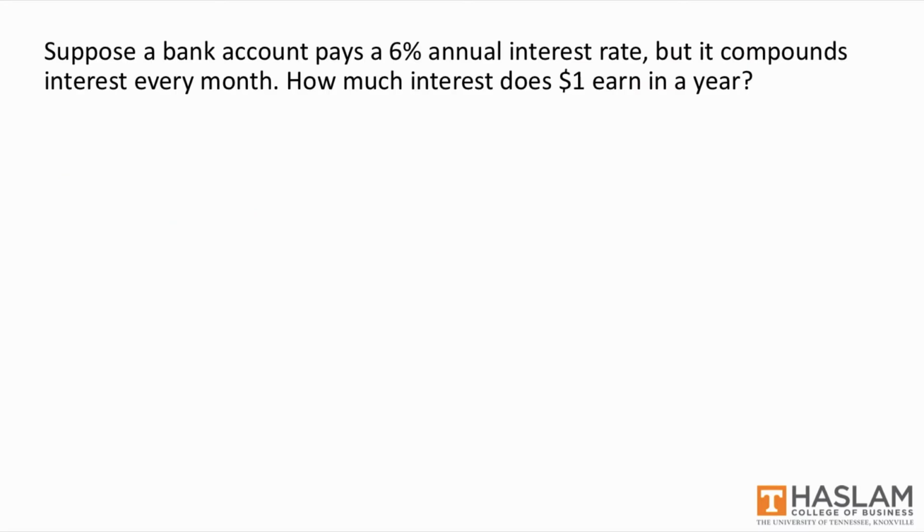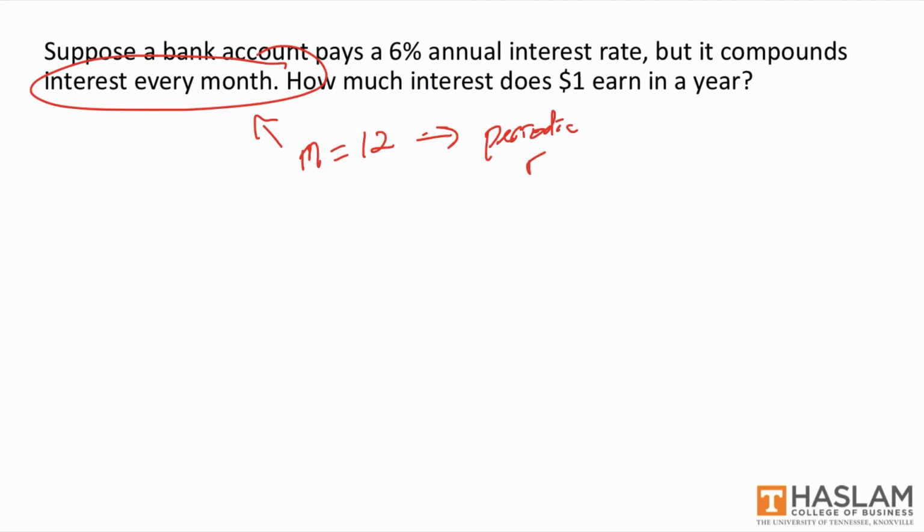Here's a second example. It looks a lot like the first one, except the difference is we now have a monthly compounding period. And so in this case, the number M is equal to 12. That is, there's 12 periods per year. And so our periodic rate, periodic R, is equal to the annual rate of 6% divided by M of 12. And so that's 0.5% per month.